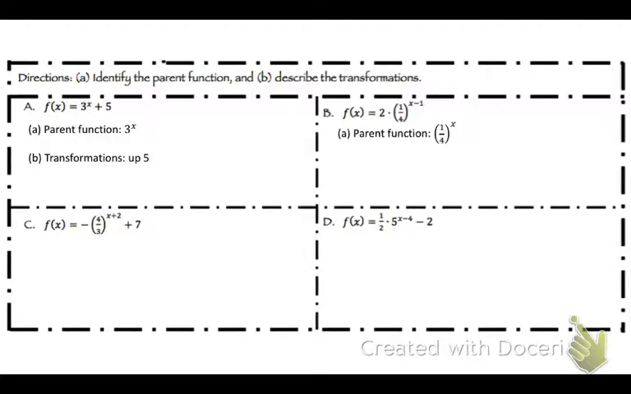For b, the parent function is 1/4 to the x. And the transformations: vertically stretched by 2 because 2 is greater than 1, so it's a stretch. And then that minus 1 makes it go right 1 because it's the opposite of what we think.